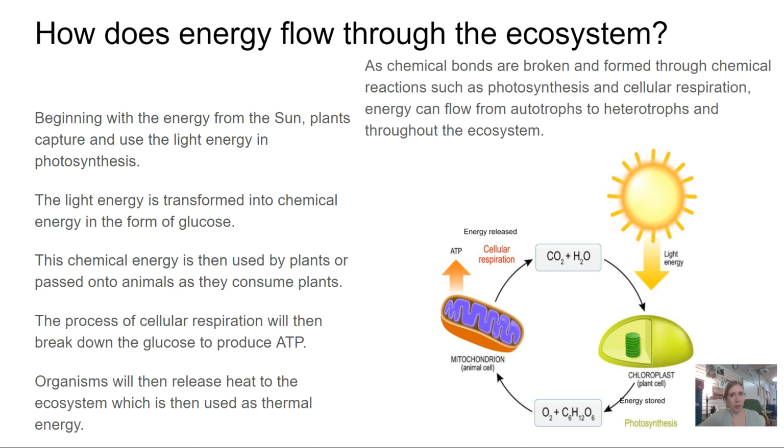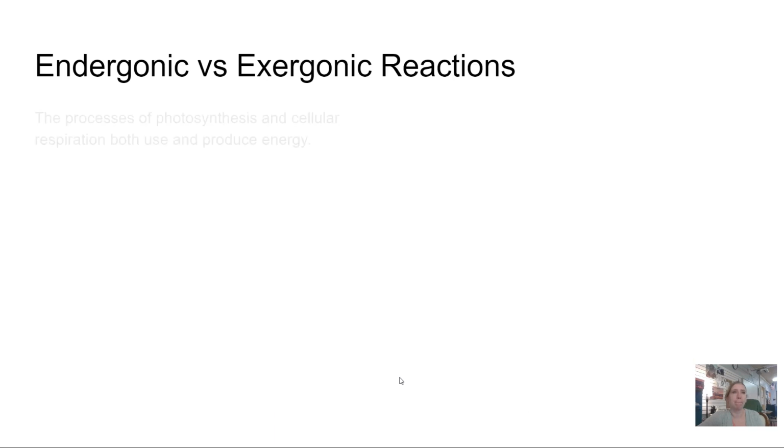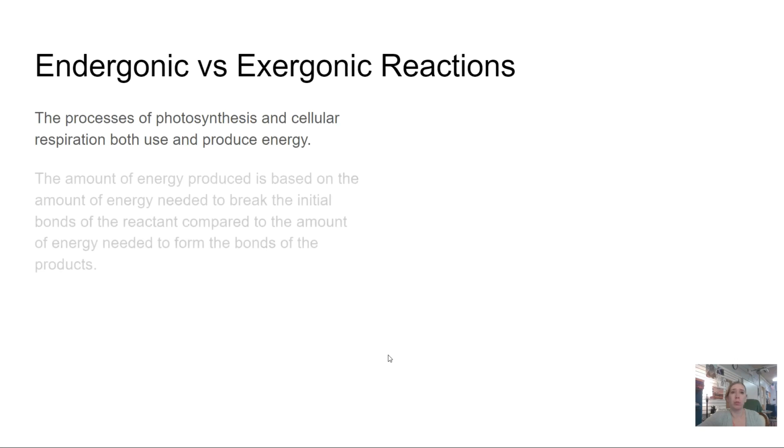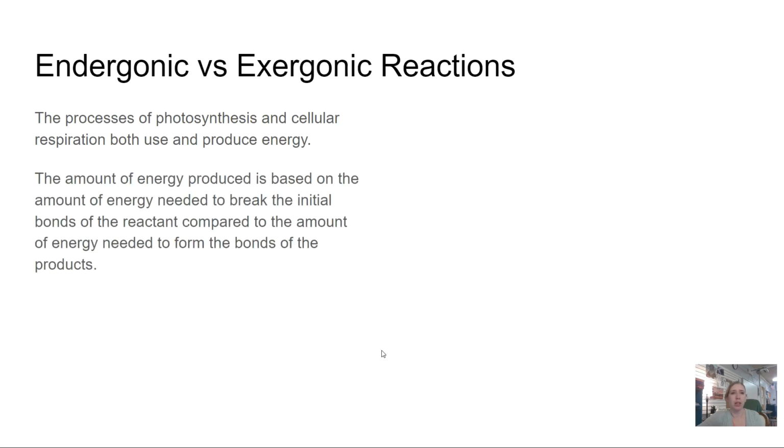As chemical bonds are broken and formed through chemical reactions such as photosynthesis and cellular respiration, energy can flow from autotrophs to heterotrophs and throughout the ecosystem. The processes of photosynthesis and cellular respiration both use and produce energy. The amount of energy produced is based on the amount of energy needed to break the initial bonds of the reactant compared to the amount of energy needed to form bonds of the products.